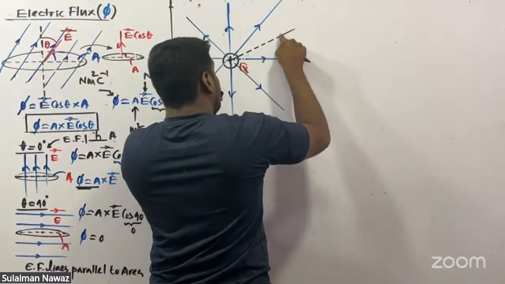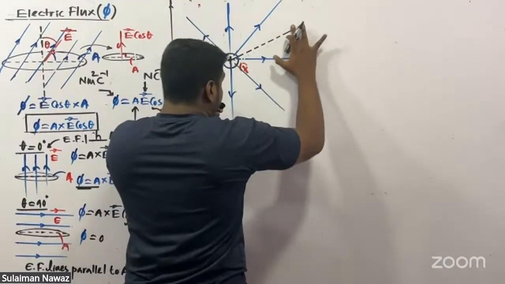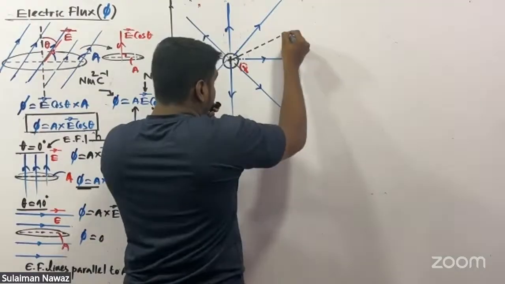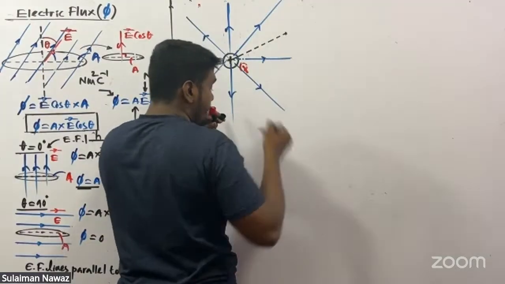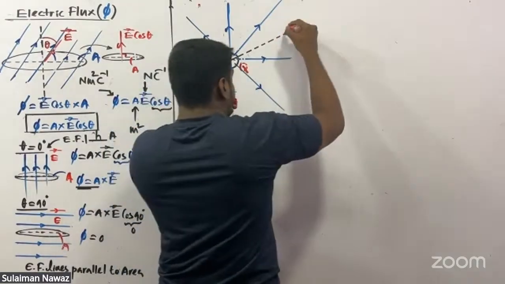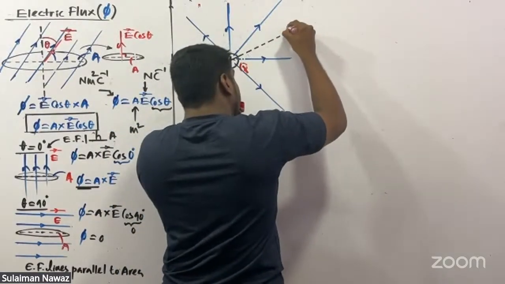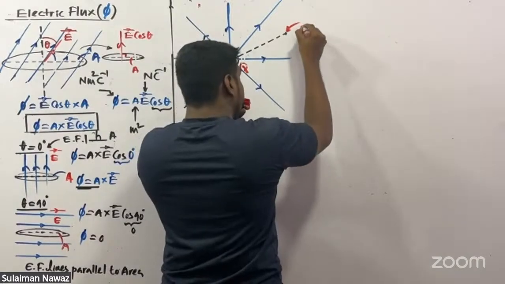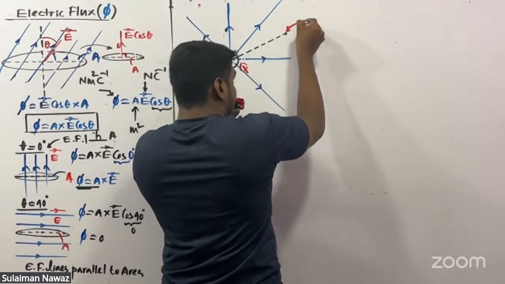Consider a point at a simple distance r from a plus Q charge. I want to find the electric field intensity at this point. Let's say the electric field intensity at this point is capital E.